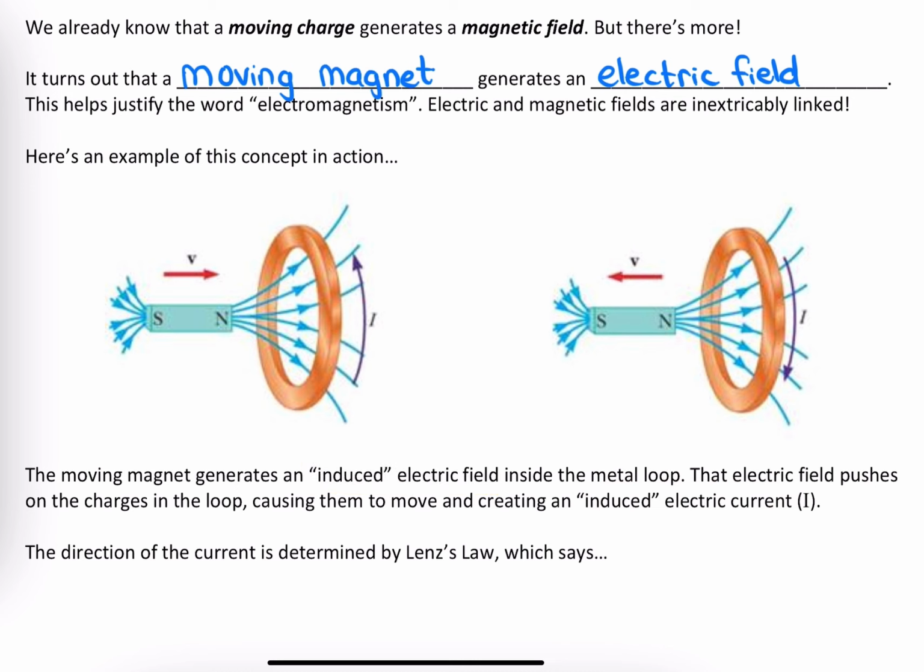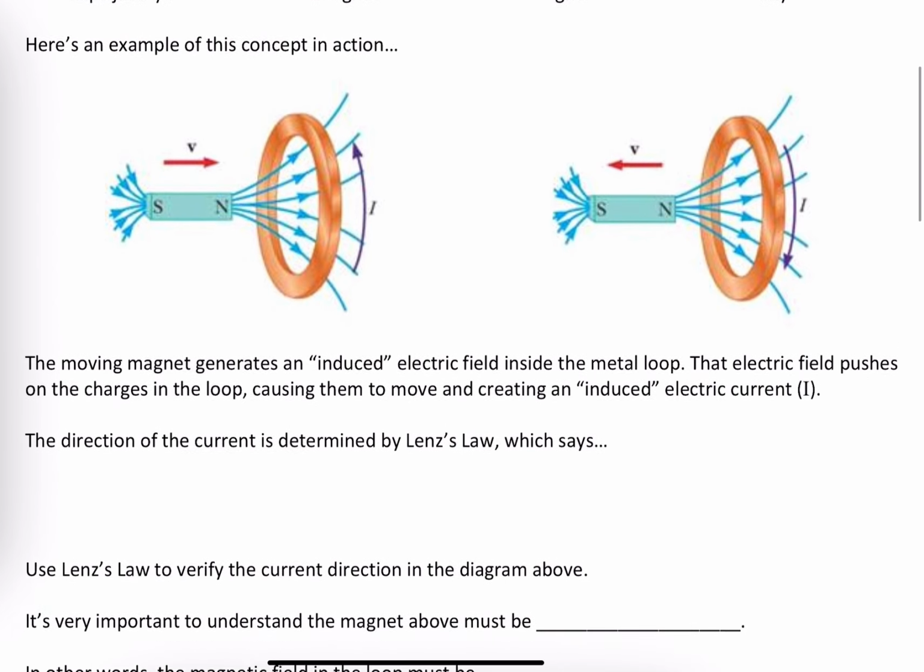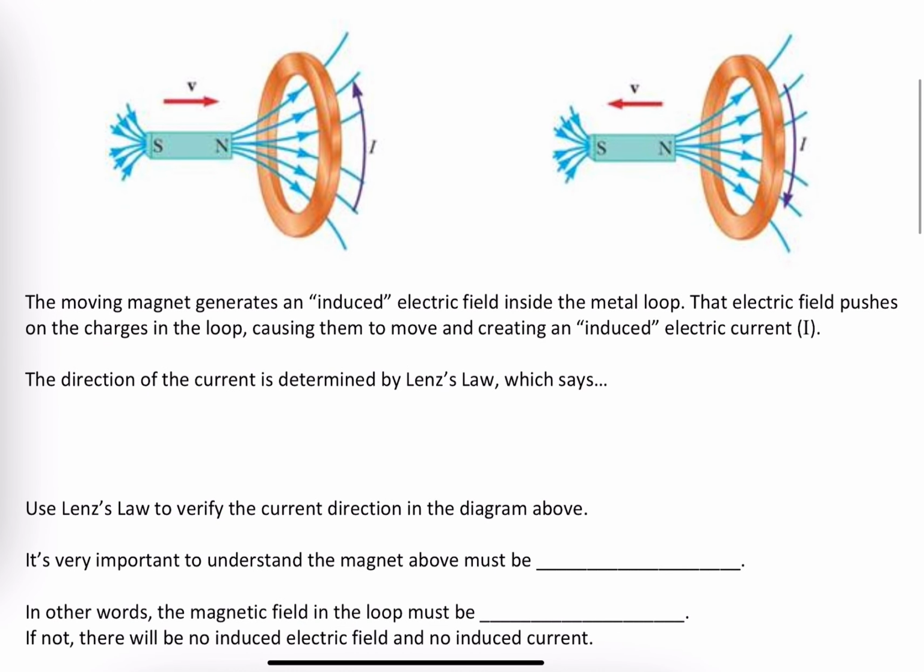Now, in this diagram, we show current going two different directions in two slightly different scenarios. I want to get to a point where we can figure out for ourselves why the current goes this direction in this situation and why it goes this direction in this situation. To do that, we need to know about something called Lenz's law. And Lenz's law says this.